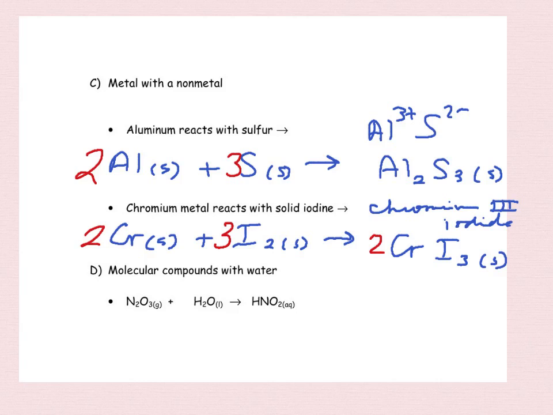So depending on if the metal is multivalent or not, the products will be predictable. If it's multivalent, you can't guess, you've got to be told. If it's not multivalent, you should be expected to know exactly what you're going to create.